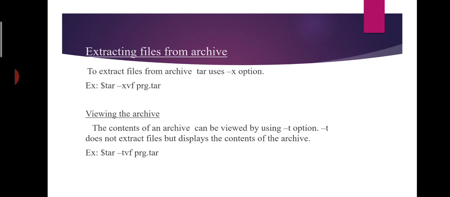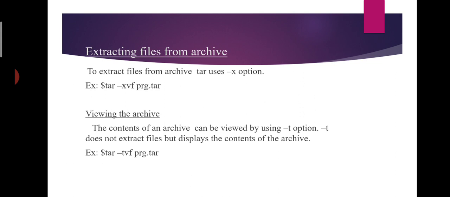Next, how to extract the files from the archive. The files can be extracted from the archive by using the tar command along with the -x option. Here, instead of cvf as I showed you earlier, we are going to use xvf. Next is the file name.